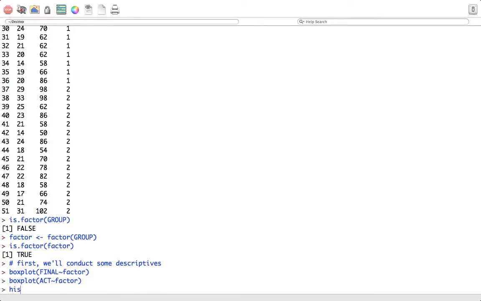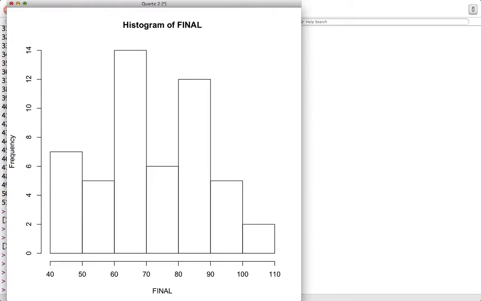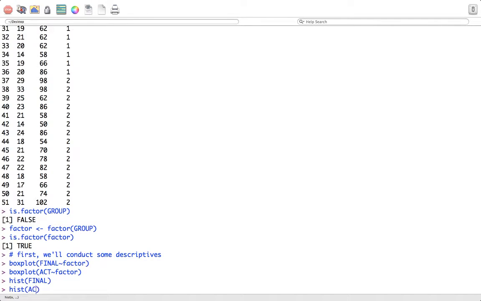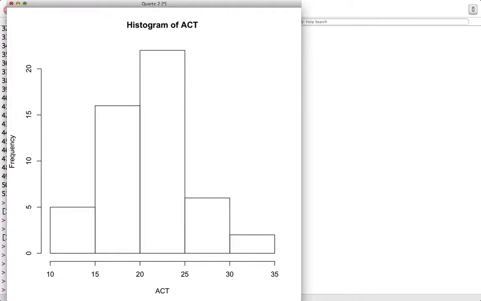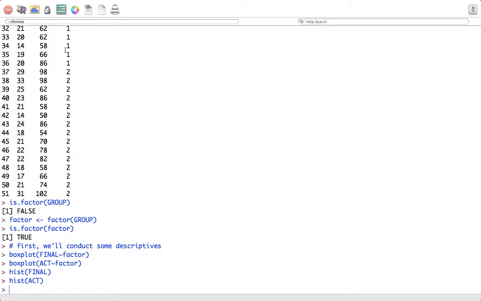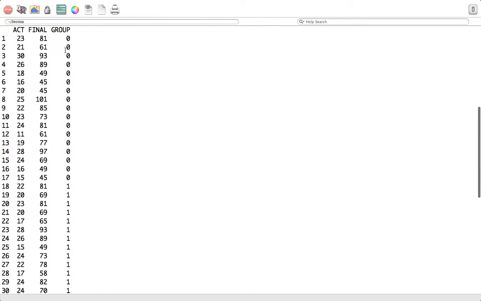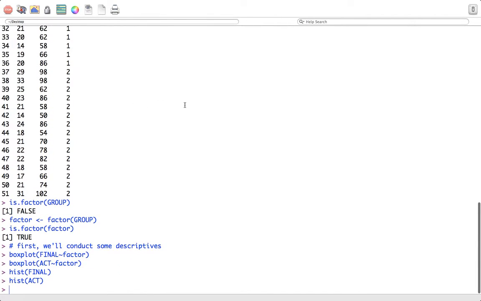Next thing I'd probably want to do is look at a histogram of final exam scores, because I need to have some reason to believe that these scores came from a normal distribution. And I'm going to look at the histogram for ACT, and I don't see any major skewness, so I have no red flags there. If there are, you could possibly need to do some transformations, or you may need to run a non-parametric design. But with ACTs and final exam scores, I wouldn't expect it to be that way.